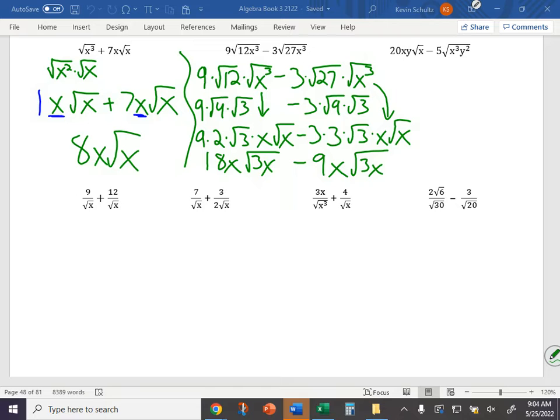Can we add these? No. I mean, addition. Can we subtract these? Yes. Why can we subtract them? They have like terms, right? The coefficients are like terms, 18x and negative 9x. That's in our favor. And they have like roots. Okay? The root 3x and the root 3x. So this is going to equal 9x root 3x. 18x's minus 9x's is 9x's. And then root 3x. We can't add this.